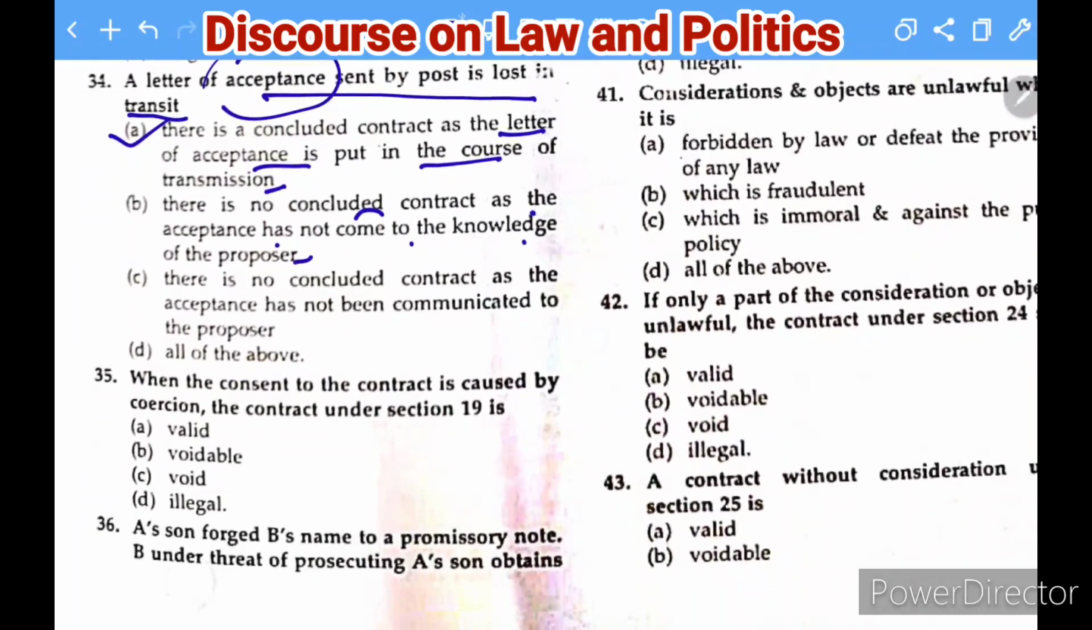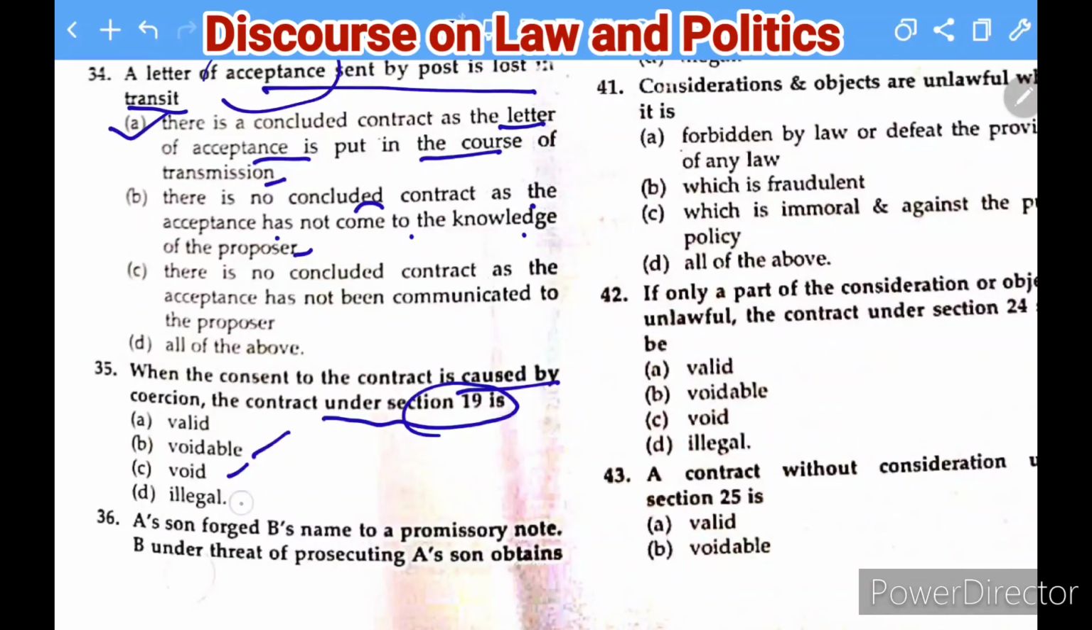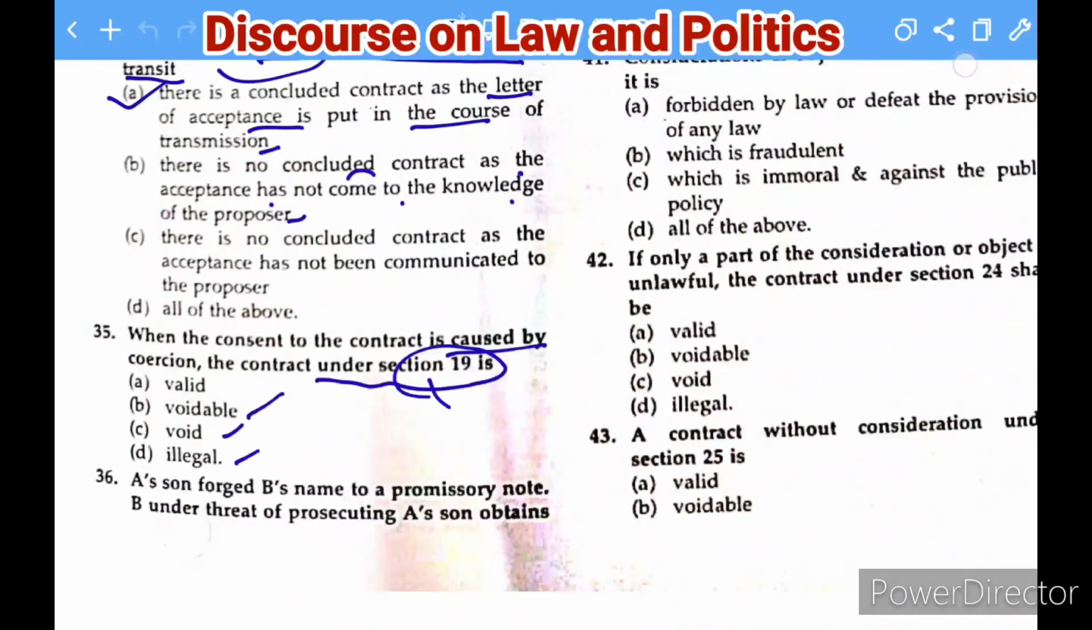Coming to the next question, when the consent to the contract is caused by coercion, the contract under section 19 is valid, voidable, void, or illegal. So just give your answer. Under section 19, if the contract is made through coercion, whether it would be valid, or it would be.